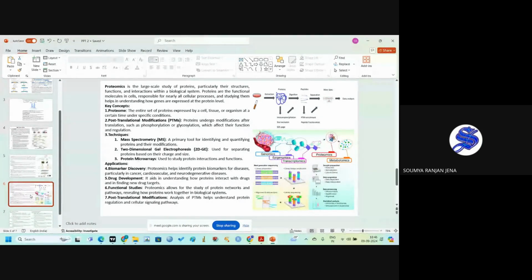Then, if you go to proteomic analysis, here we are analyzing the large scale study of proteins, particularly their structures, functions, and interaction with biological systems. Proteins have different structures. For example, as we know, protein has primary structure, secondary structure, tertiary structure, and quaternary structure.